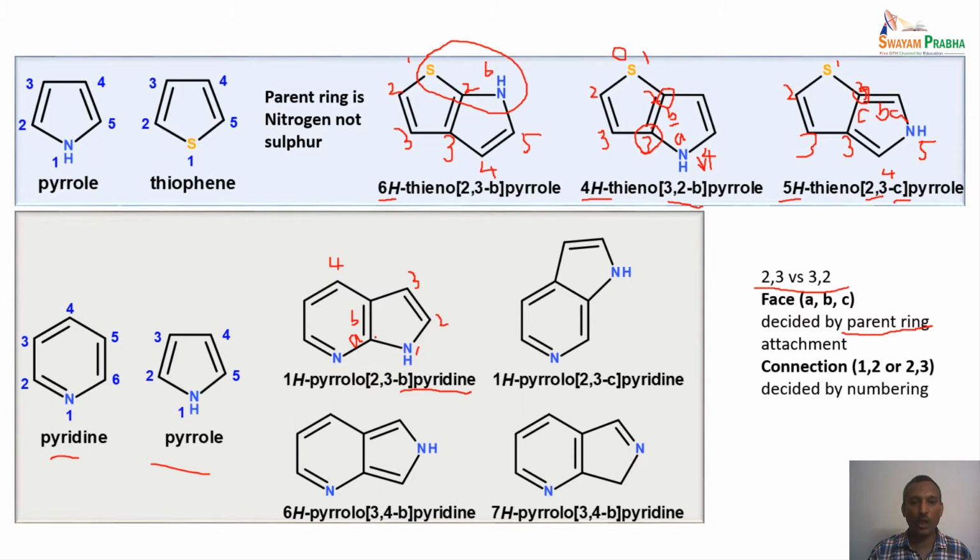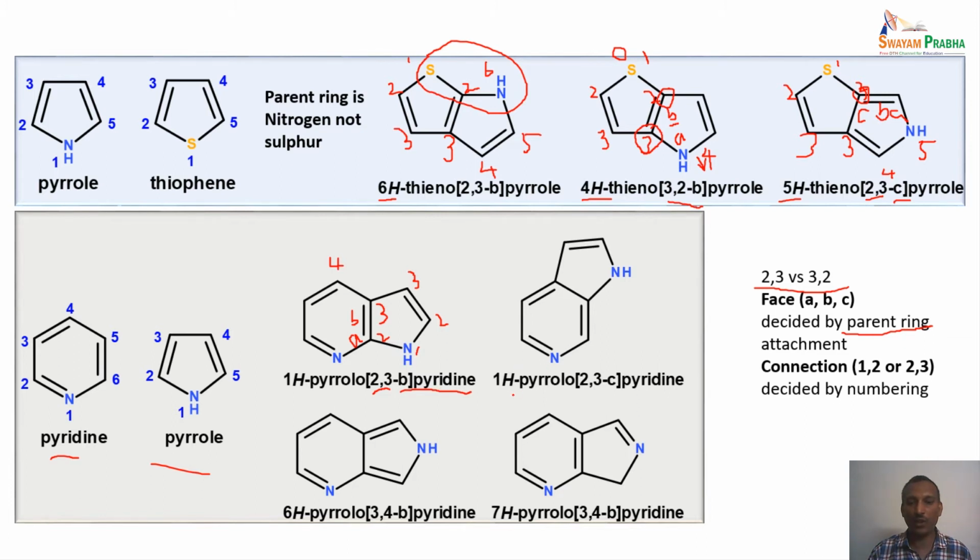If we go to the lowest number for the ring fusion for the naming, this is 2, this is position 3. So the fusion is between 2, 3 of the pyrrole ring. So the name given is 1H pyrrolo[2,3-b]pyridine, that is the b face of pyridine. So this compound is named as 1H pyrrolo[2,3-b]pyridine.